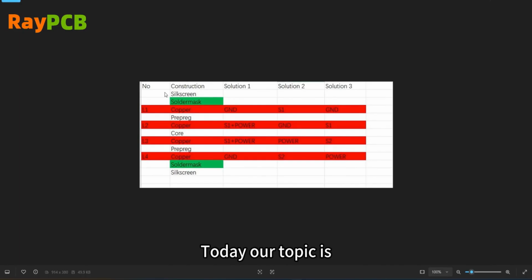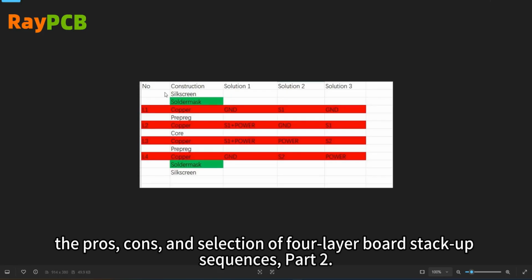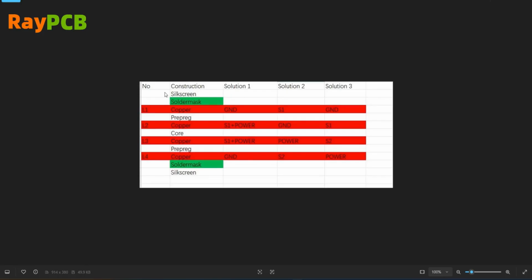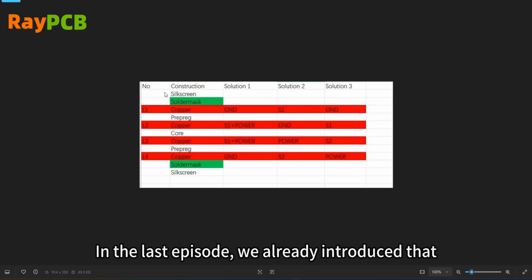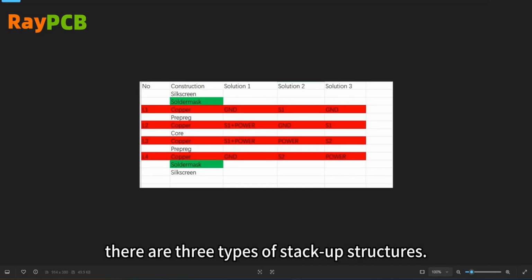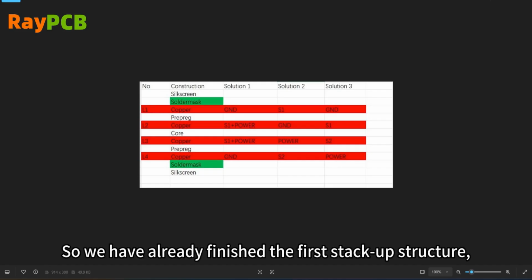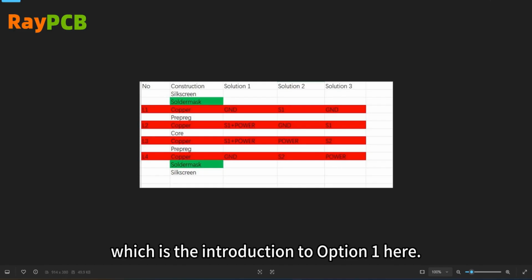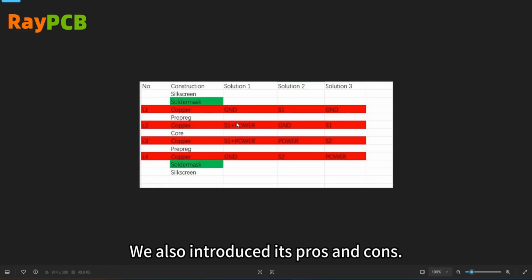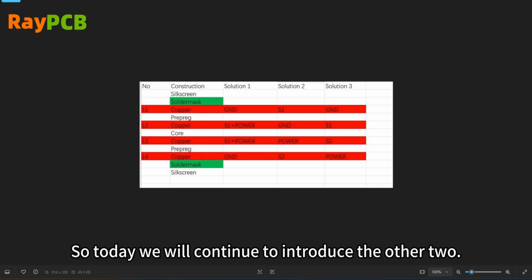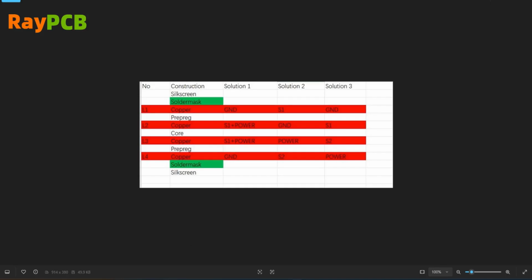Today, our topic is the advantages, disadvantages, and selection of 4-layer board stack-up orders, part 2. In the previous episode, we already introduced that a 4-layer board has 3 types of stack-up structures. We have already covered the first stack-up structure, which is solution 1 here, and discussed its pros and cons. Today, we will continue to introduce the remaining 2.